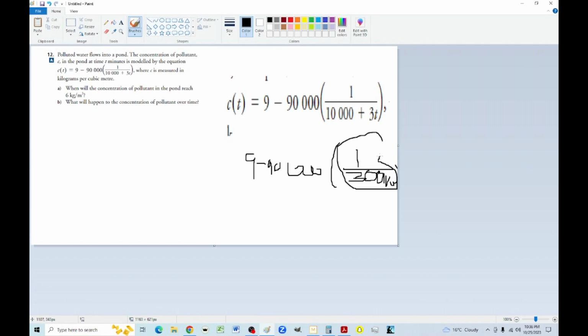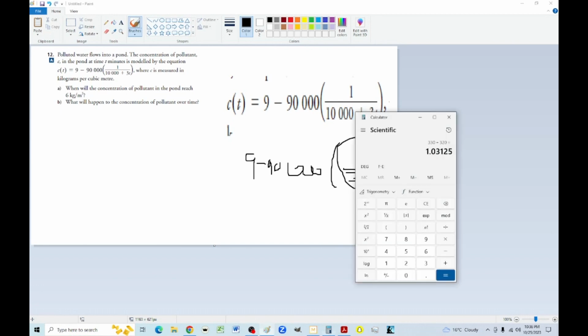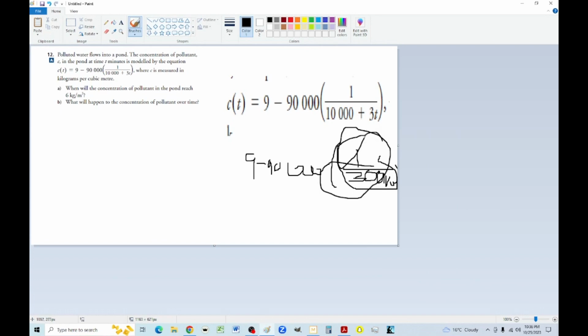The bigger that denominator gets, the closer it becomes. Let's just do 3 million to make our life easy. Very, very small. When I multiply that by 90,000, that still stays very small. So as you can see, as time goes on, this entire right side of the formula becomes pretty much 0, which means we're approaching 9. So you can expect the thing to go up like that.